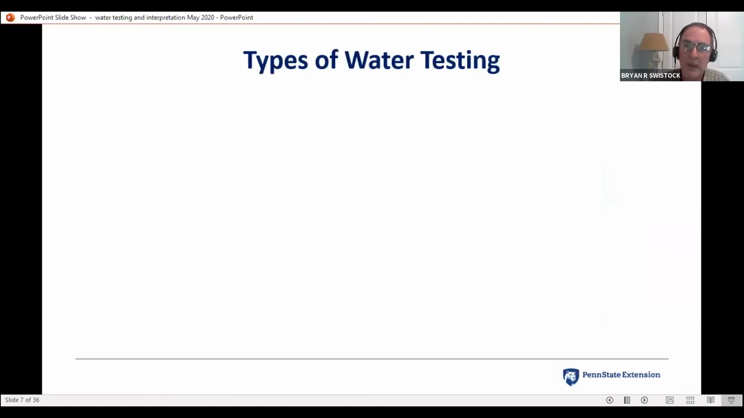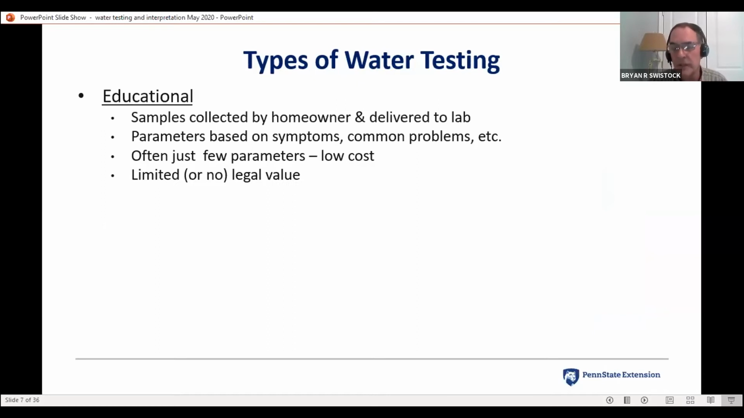Types of water testing are really important when it comes to pre-drill testing for gas drilling as opposed to just educational testing. Educational testing is where a homeowner, or somebody associated with the homeowner, collects a sample and delivers it to a lab. That has limitations because it's not being collected by an independent professional, so it has really no legal value. It's really just for education.